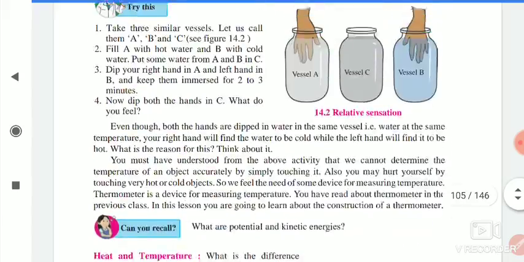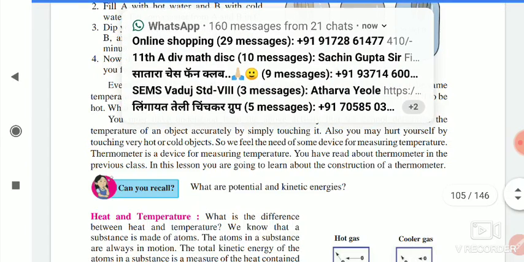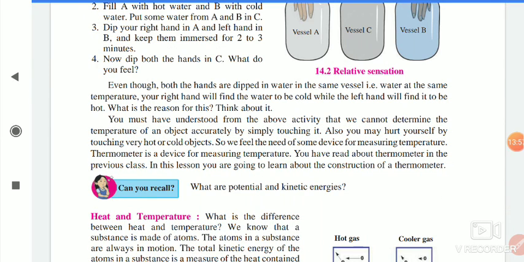So today we are going to stop here only. The next part of the lesson we are going to see in the next period.